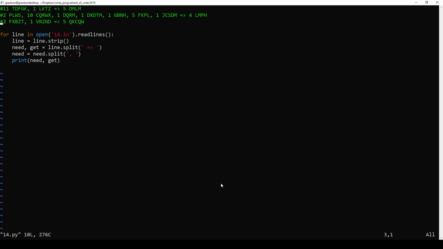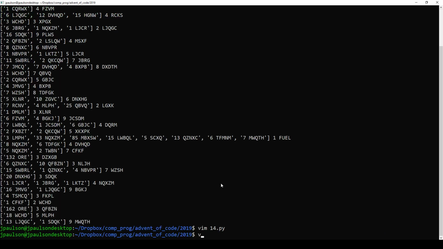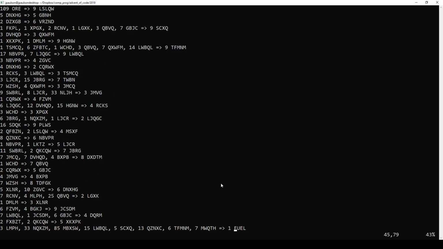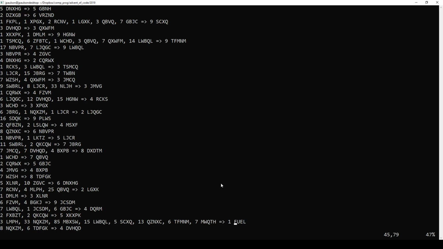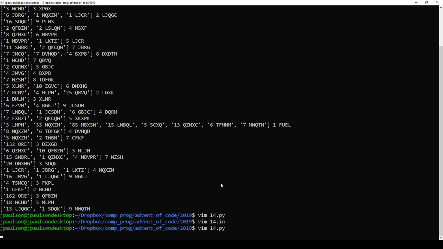Okay, so what is the actual idea here? So to make a fuel, we need all of this stuff. So we just need to figure out how to make all of that stuff.